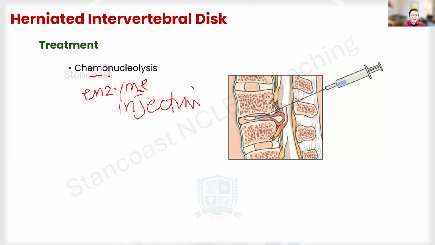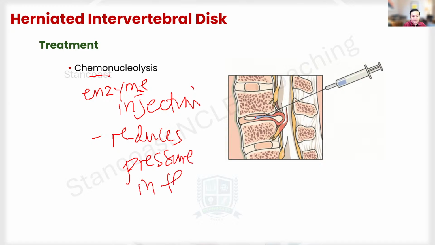Now, what is this enzyme basically that is going to be given into the patient's disc? Well, this is an enzyme that will reduce the pressure on the nerve roots. So it's not going to be as invasive compared to those surgical procedures. And it has the same goal. It will break down the material. It will reduce the pressure on the nerve root caused by the herniated nucleus pulposus.